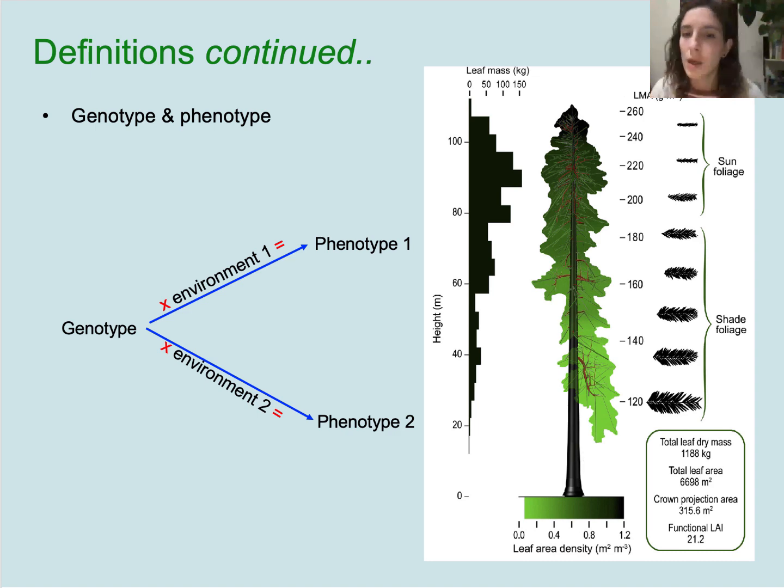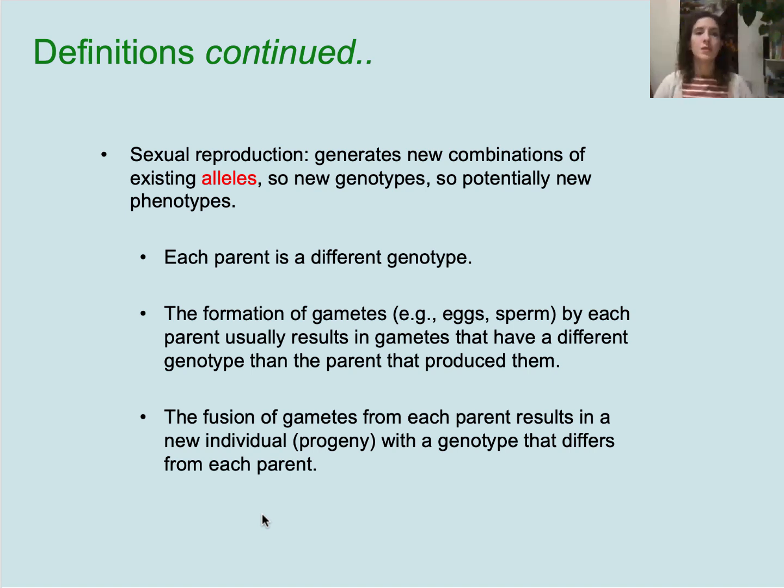Okay, moving on here. Next slide. Definitions continued. Sexual reproduction. It turns out sex does not make new alleles. Sexual reproduction generates new combinations of existing alleles. And so new genotypes, potentially new phenotypes, new combinations of alleles. And so this will result in different proteins or slightly different looking morphologies in offspring.